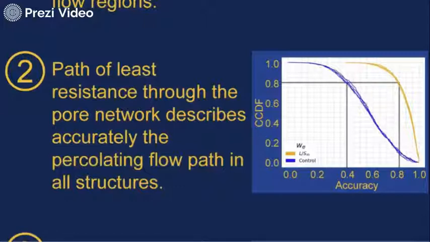For example, using the unweighted scheme, 80% of the samples would have an accuracy of approximately 0.4. Comparatively, using the arc length over pore throat weighting scheme, 80% of the samples would have an accuracy of at least about 0.8.